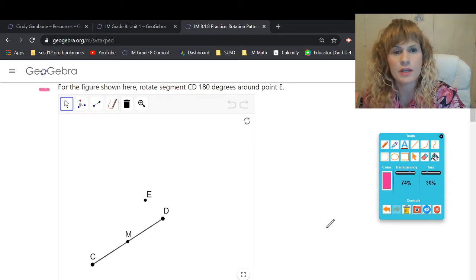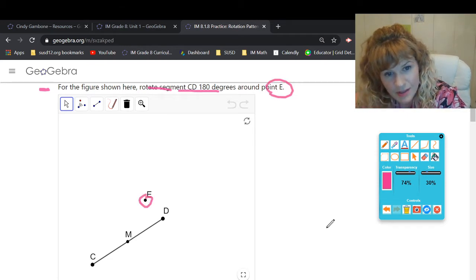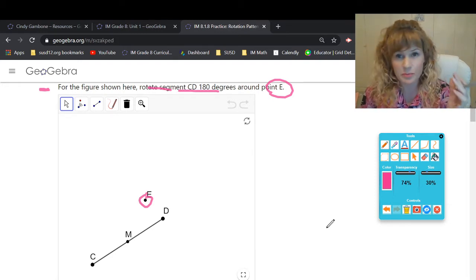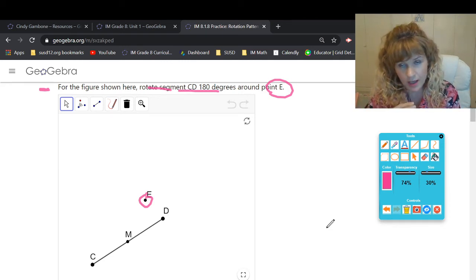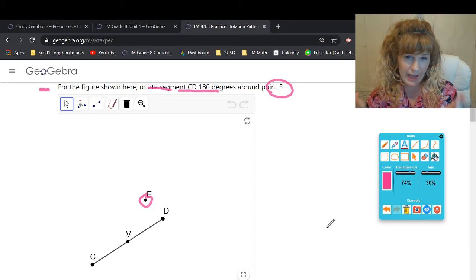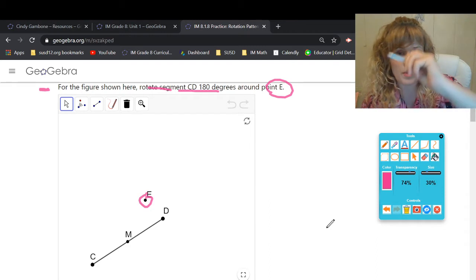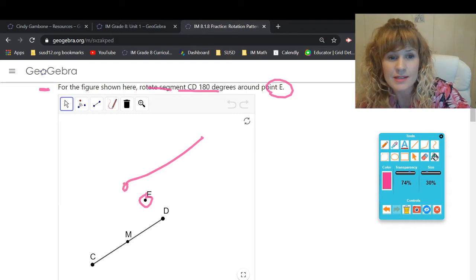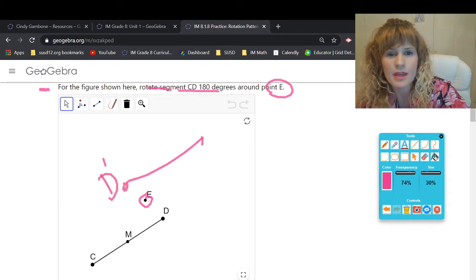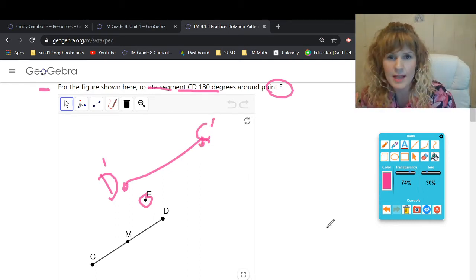For the figure shown here, rotate segment CD 180 degrees around point E. Now E is our center of rotation. That is not a point on the line segment. What happens when you rotate around a point that is not on the line segment? Do you remember from the last assignment? If you rotate 180 degrees around a point that is not on the line segment, you get parallel lines. Remember? So D prime will be here, C prime will be here. We're going to get parallel lines.